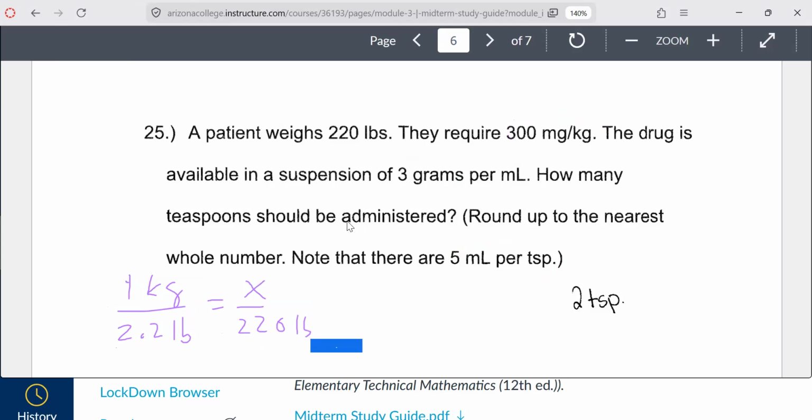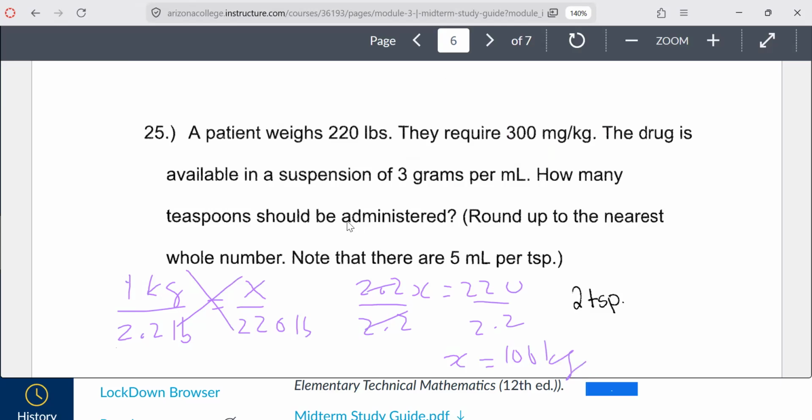Now you could bring the pounds on top, right? Pounds on top, and kilo, it's the same thing. So you have 2.2x equals 220. You divide by 2.2, you divide by 2.2. So x becomes 100 kilograms. So you've got that, kilograms. I think this problem is similar to one of the problems we did earlier. I forgot what number it was. So you could also go back and then check that one.